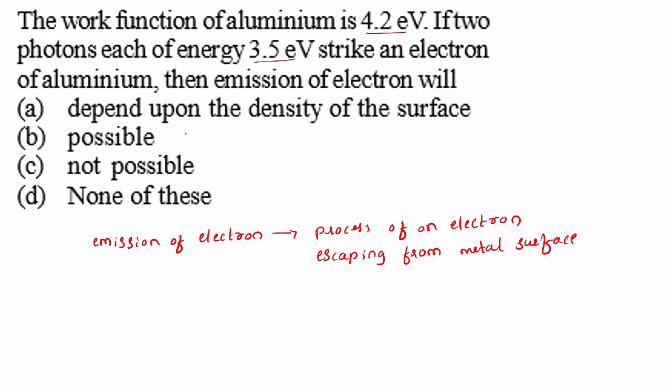Why is the emission of electron not possible here? Because during the collision, the amount of energy released is completely dissipated. So during that process, that energy is not sufficient for the emission of electron. So it is not possible. Electron escaping from the metal surface is not possible at this moment. So not possible means option C is correct.